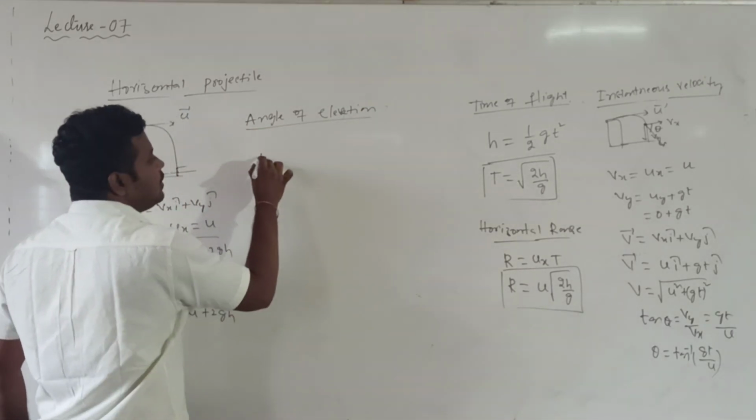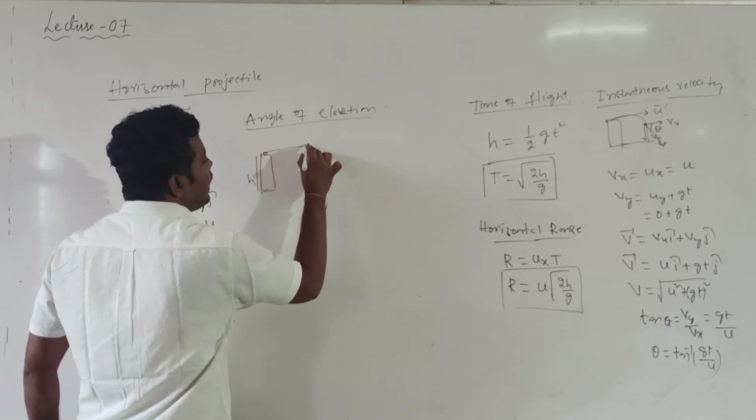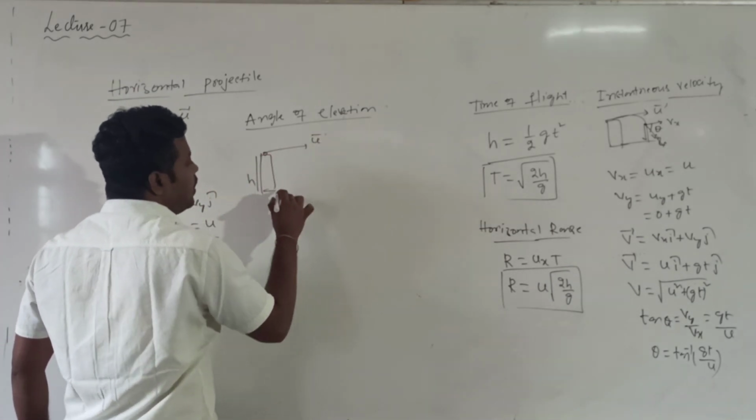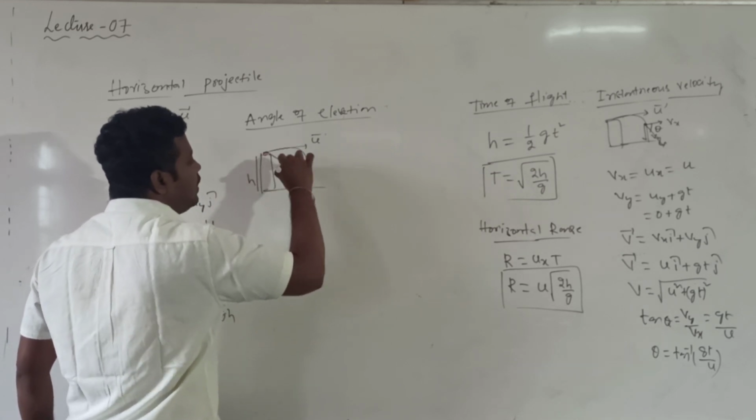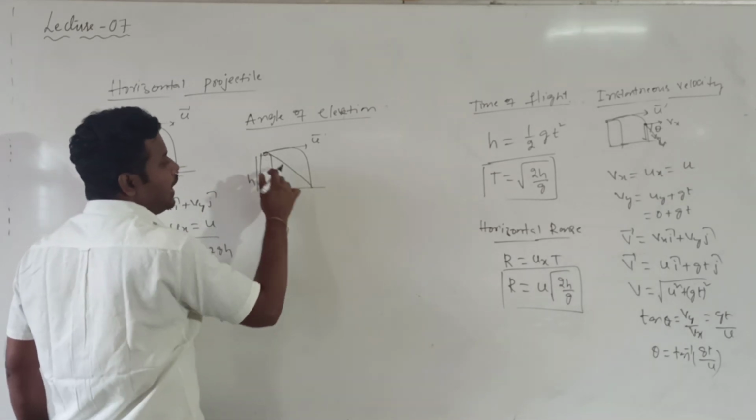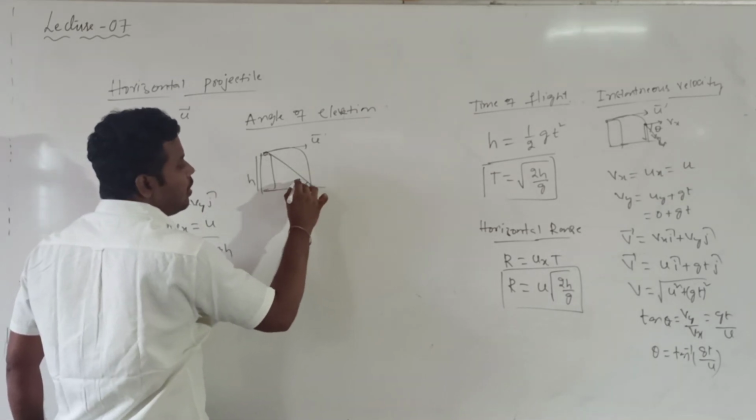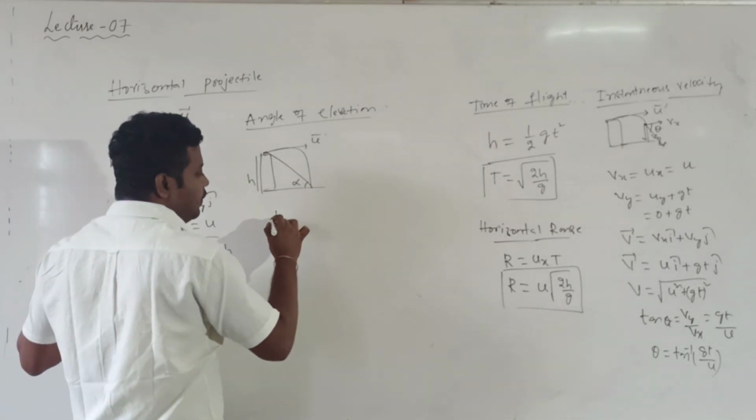So angle of elevation is nothing but this: a projectile is projected from the height h with a velocity given by u bar, so it reaches the ground like this. If I draw a line joining the highest point with the point of landing, the angle made by this line with the horizon is called the angle of elevation. What about this angle of elevation value?